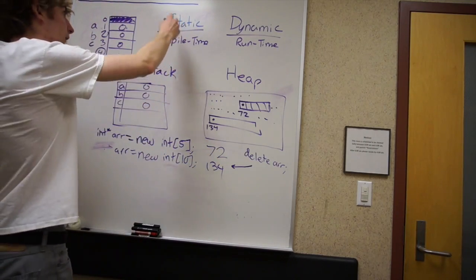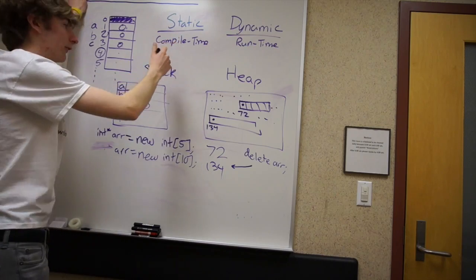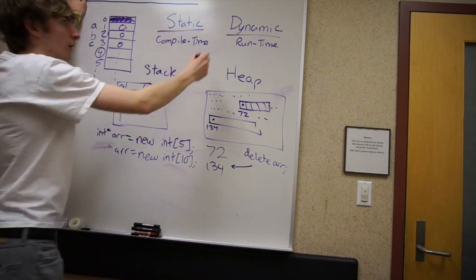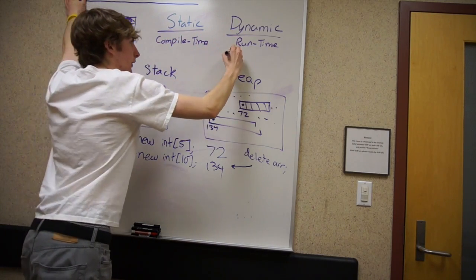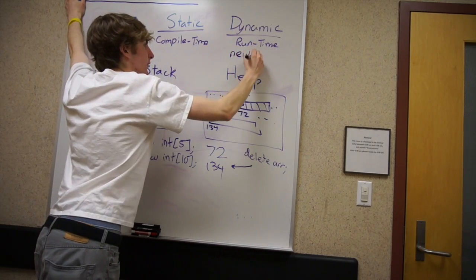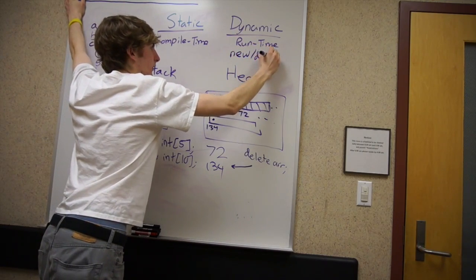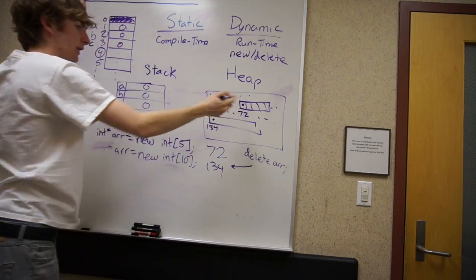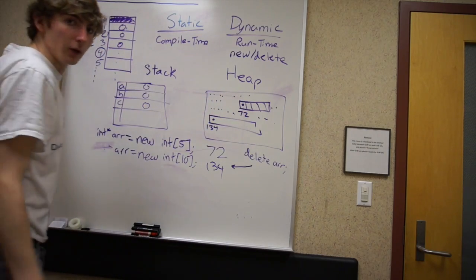So to review, static memory is allocated at compile time and stored in the stack. Dynamic memory is allocated at runtime, and you use new and delete to get stuff, and it's stored in the heap dynamically.